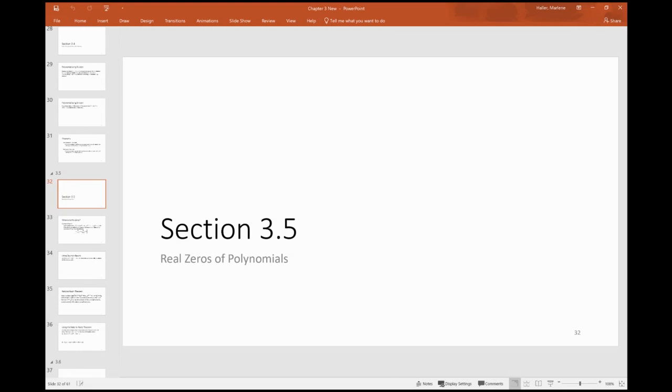If we have the graph of a polynomial, let's just put one on here. Say this is a polynomial. The zeros of that polynomial are going to occur where that graph intersects the horizontal axis, right? So we might call the real zeros horizontal intercepts.